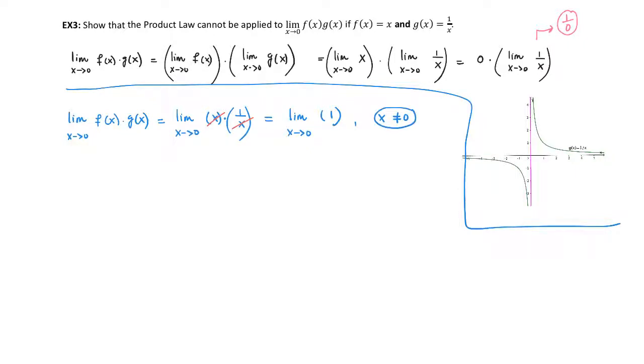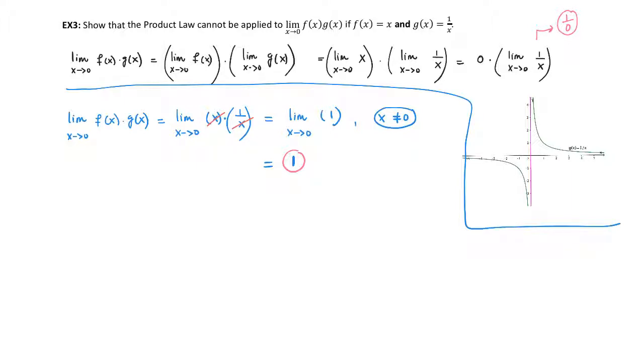But remember, we want to investigate what is the limit as x approaches 0. And a limit can exist at 0 even though the function is not defined there. So in this case, the limit as x approaches 0 of 1, being a constant function, will just equal 1. And this is the value of the limit. So this function, f of x times g of x, actually ended up having a limit after all. The limit is equal to 1.